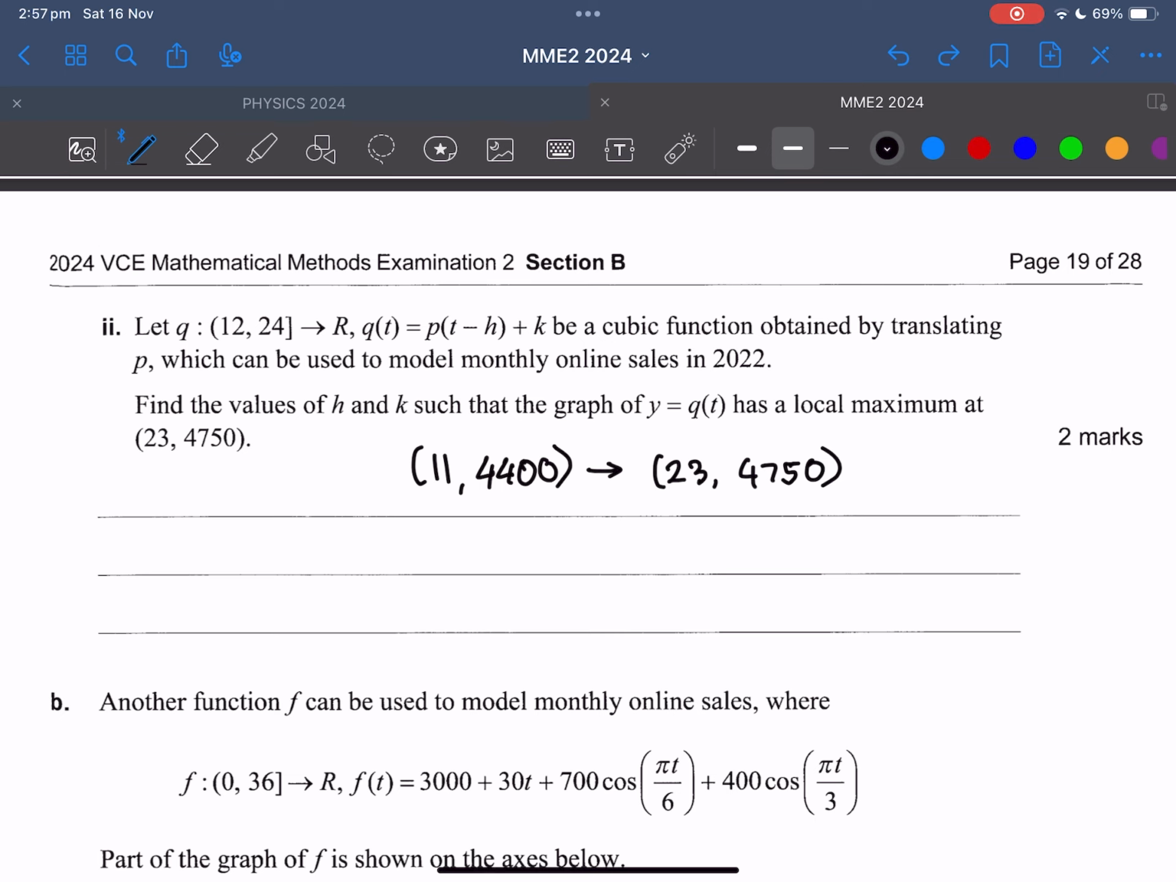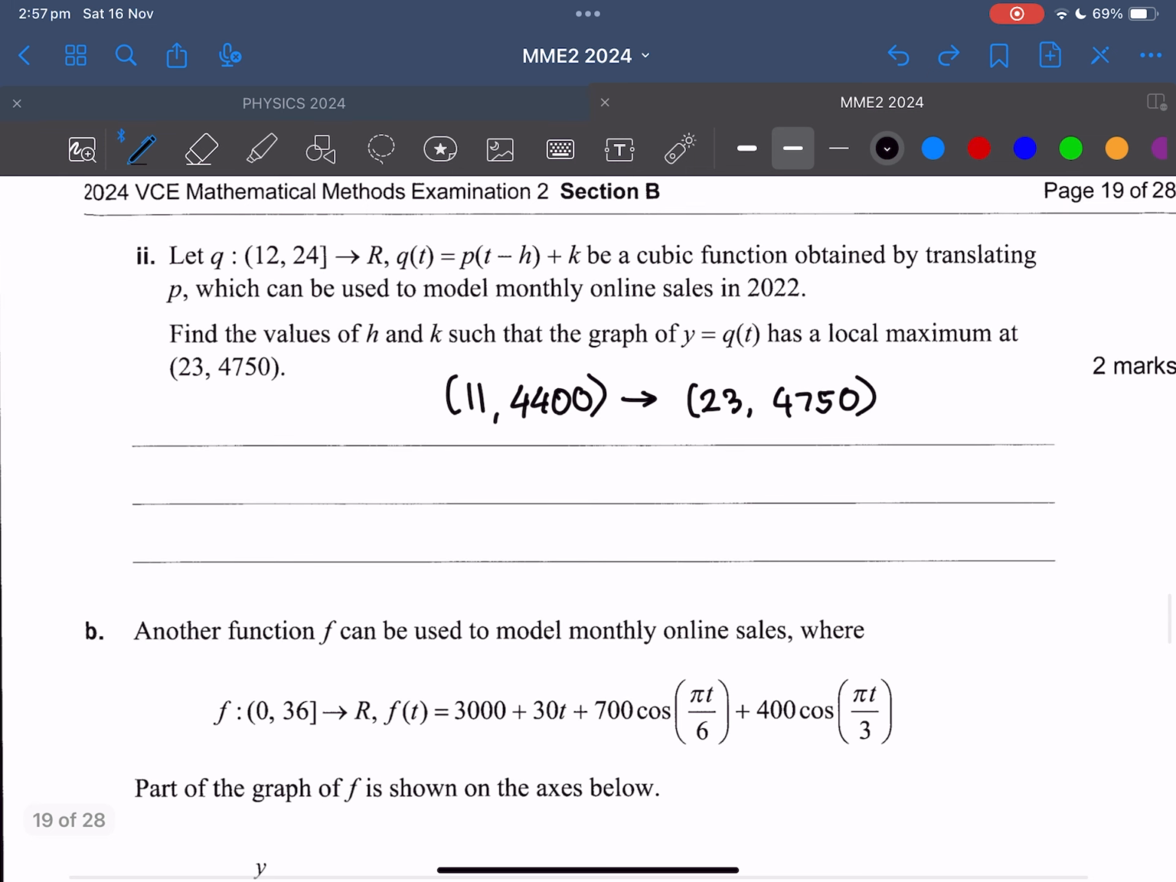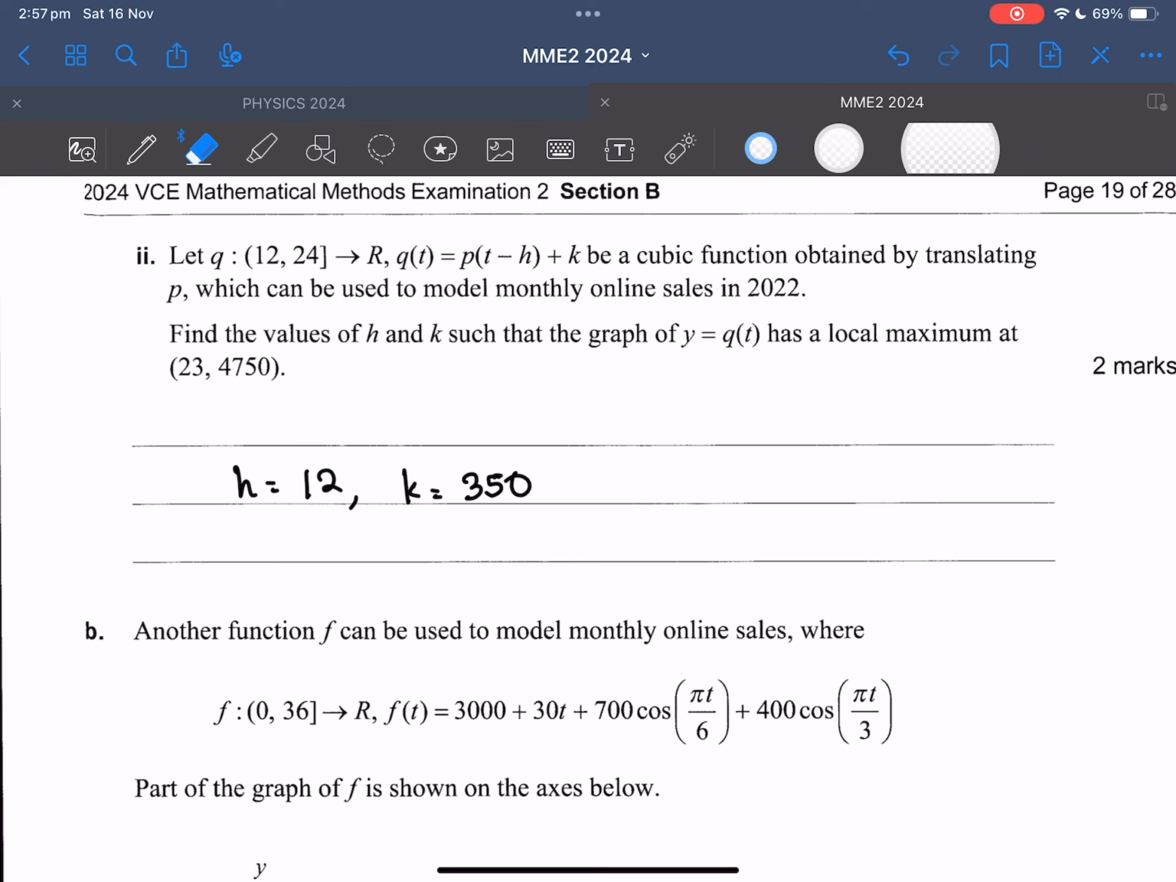Okay, so all we have to do is find, I want to go from 11 to 23. How many units do I move to the right? 12. So the h value is going to be 12. And if I want to go from 4400 to 4750, how many units do I move up? 350. So the k is going to be 350. Hopefully this makes sense.